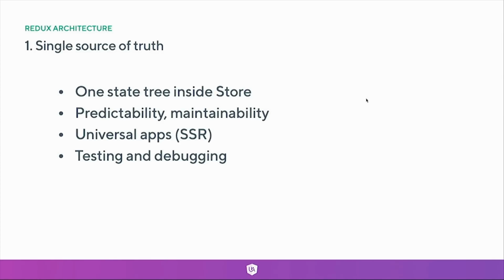Now, some of the benefits: it's easy to maintain, and we use this word predictability. From a maintenance perspective, you may be writing what seems like a lot of boilerplate, but in the end, using something like Redux has a lot of benefits. Now, universal's an interesting one, which is, I've put SSR for server-side rendering.